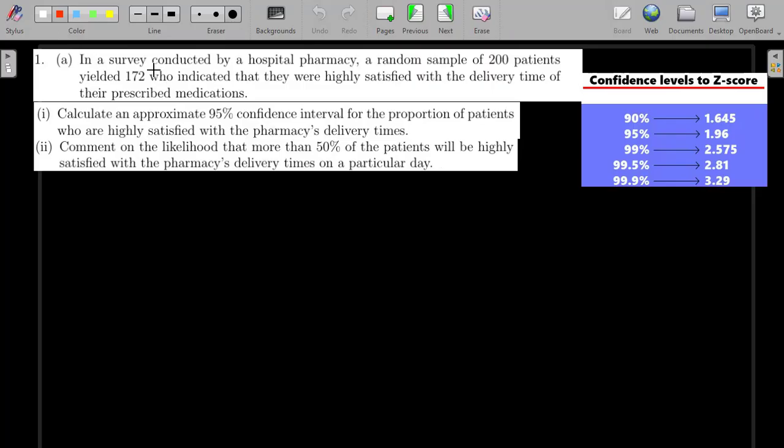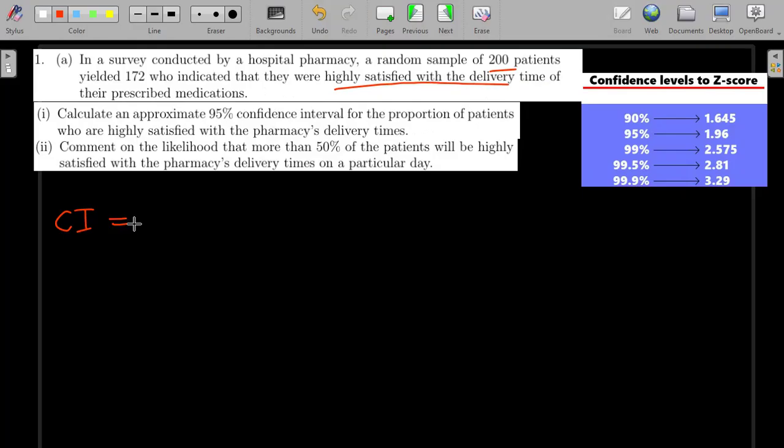Question 1, they're saying, in a survey conducted by a hospital pharmacy, a random sample of 200 patients yielded 172 who indicated that they were highly satisfied with the delivery time of their prescribed medication. Number 1, calculate an approximate 95% confidence interval for the proportion of patients who are highly satisfied with the pharmacist's delivery. So here we are calculating a confidence interval for a proportion.